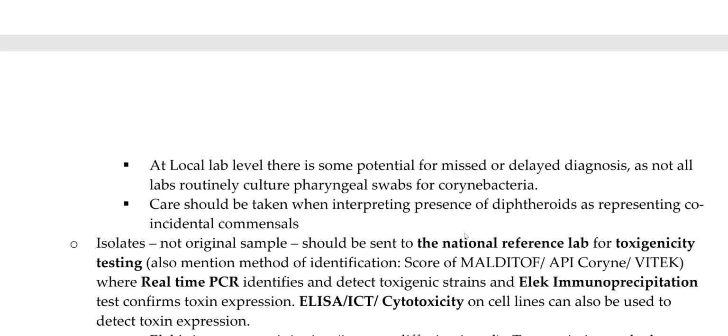If you have an isolate which you think is Corynebacterium diphtheriae, then you should send that isolate, not the sample, but the isolate, to your reference laboratory, whatever it is. Ideally it should be the national reference laboratory for toxigenicity testing. Because we are not concerned only with Corynebacterium diphtheriae, we are concerned with whether it is toxigenic or not. Only toxigenic Corynebacterium diphtheriae can cause respiratory diphtheria. If it is not toxigenic, then it is usually not the cause of the presentation which you are seeing. So yes, you should send the culture that you have grown to the reference laboratory.